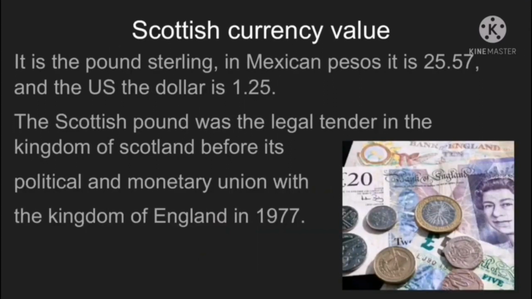Scottish currency value. It is the pound sterling. In Mexican pesos, it is 25.57. And the US dollar is 1.50. The Scottish pound was the legal tender in the Kingdom of Scotland before its political and monetary union with the Kingdom of England.